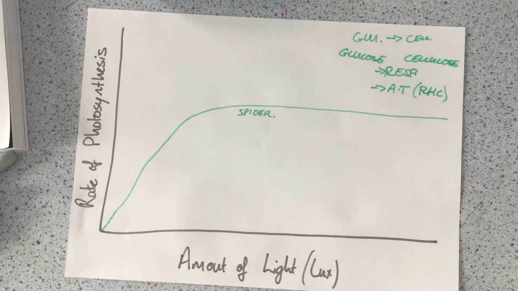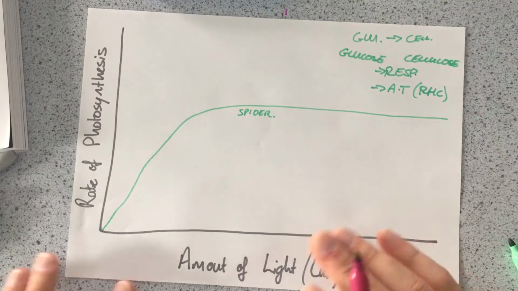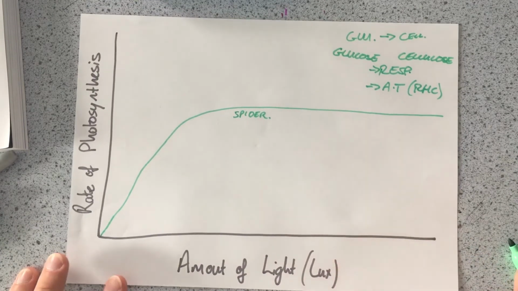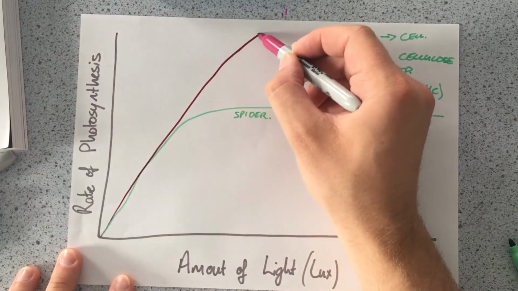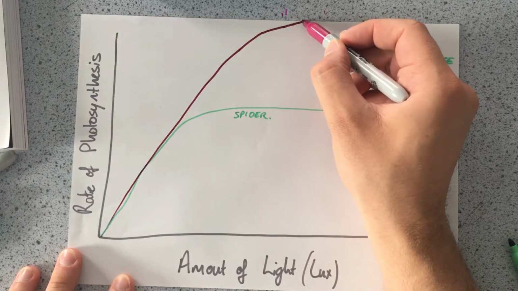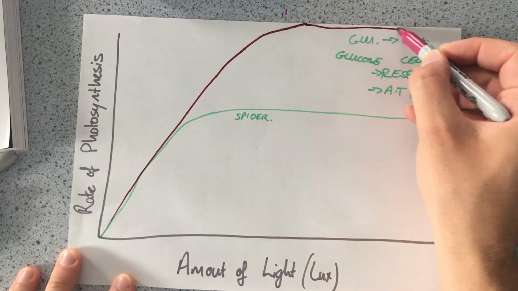The awesome thing that bamboo does is it's got an insane limiting factor. Like it doesn't really have one. So as you increase the amount of light, bamboo doesn't care, keeps on going and going and going, and then it will begin to limit off.